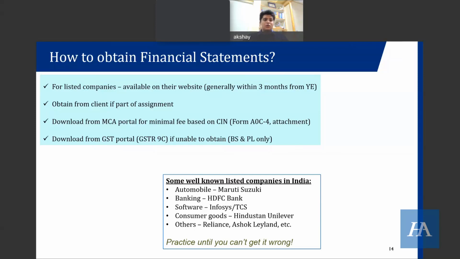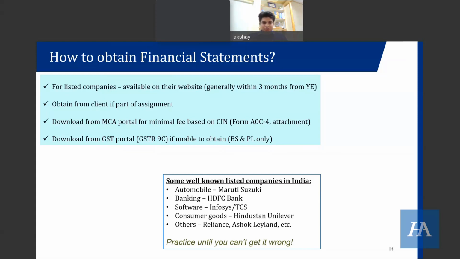If not, if you want to just learn or you are practicing the art of reading financial statements, you can download from the MCA portal itself for a minimal fee based on the CIN number. So here you do not need any specific details or any approval from the client. Download also from the GST portal. If that is already a running GST client of yours, you can obtain the balance sheet and P&L based on the GSTR 9Cs which have been filed.